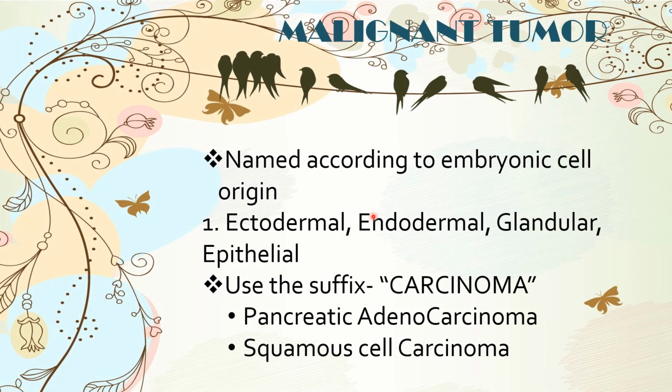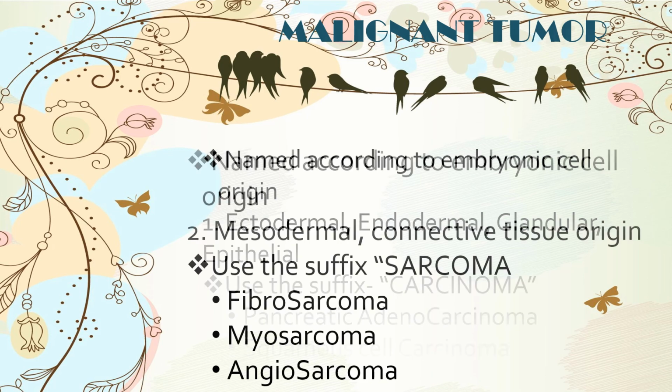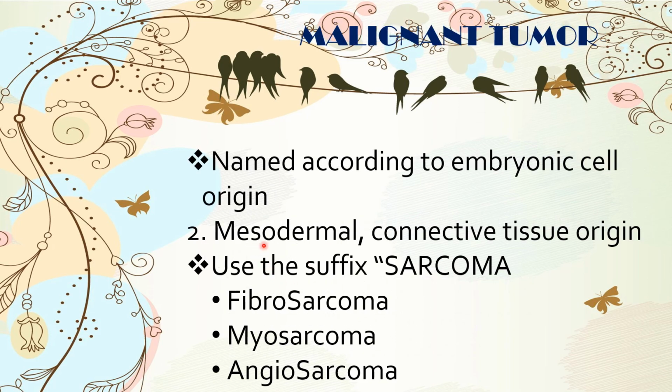Malignant tumors are named according to embryonic cell of origin: ectodermal, endodermal, glandular, or epithelial. They use the suffix carcinoma. For example, pancreatic adenocarcinoma or squamous cell carcinoma. So, we also have mesodermal or connective tissue origin. It uses the suffix sarcoma. Example, fibrosarcoma, myosarcoma, angiosarcoma. So that means, pag nakita nyo sarcoma, that is a malignant tumor.